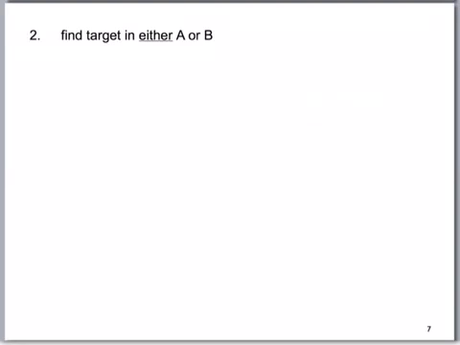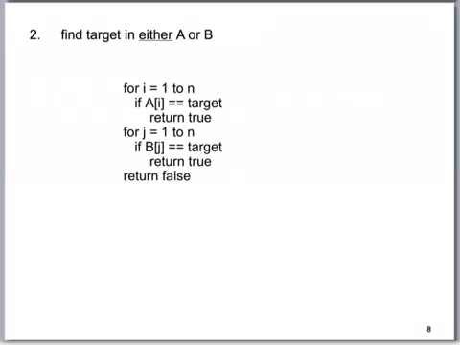Example number 2. Find a variable target in either A or B. Once again, I'll give you a few seconds to think about it. You can stop the video and think about it and come up with your pseudocode, and then we'll move on. Okay, so once again, here's my solution.